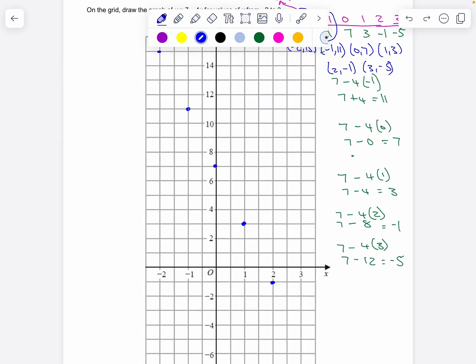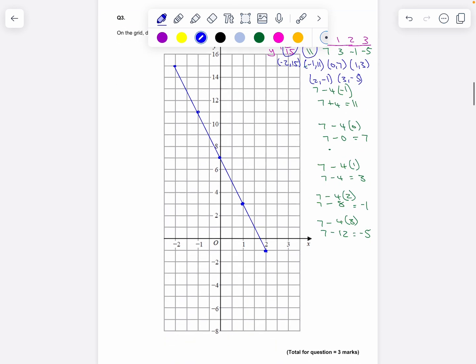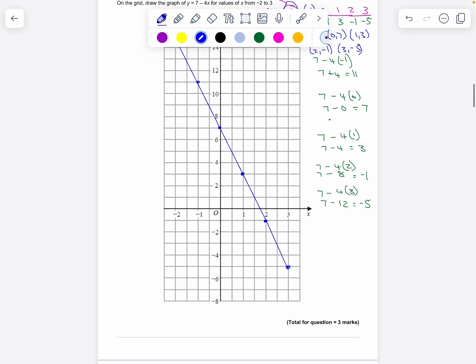Just going to make this a bit smaller so I can draw my lines straight through. There you go. There's my line. And you can see it's a negative gradient. Why didn't it go down to -5? Somehow took out the 5. So 3, -5 is down here. Okay, perfect. There we go. There's our straight line.